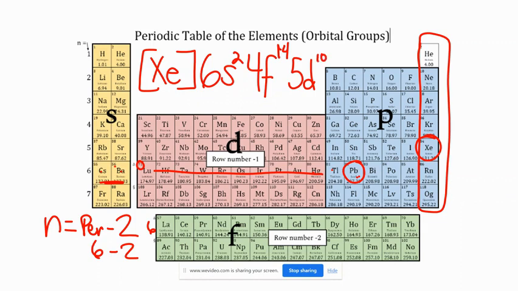What comes after 80? 81. So I need these two here. What is my N value? 6. What block am I in? And how many electrons do I need to get to lead? 2. So that is your ladder in chutes and ladders.